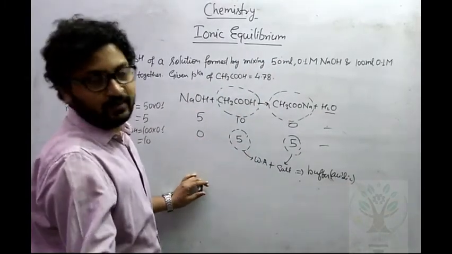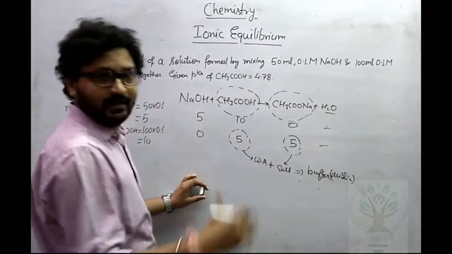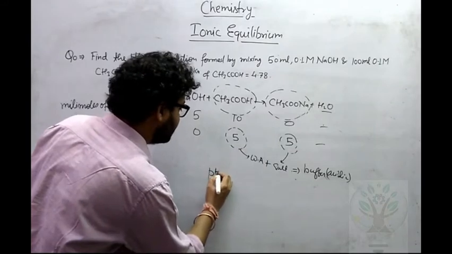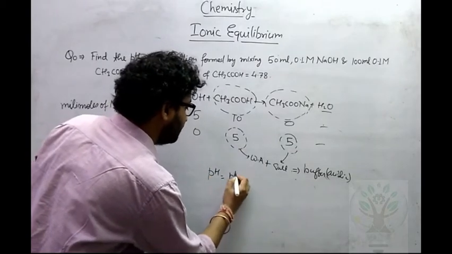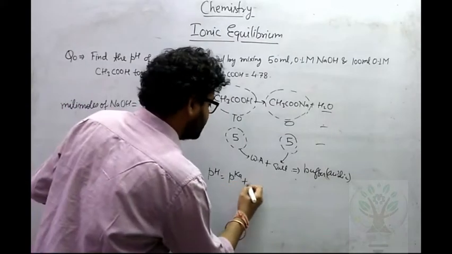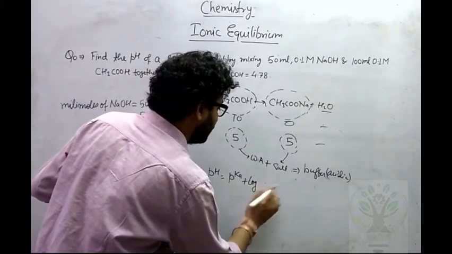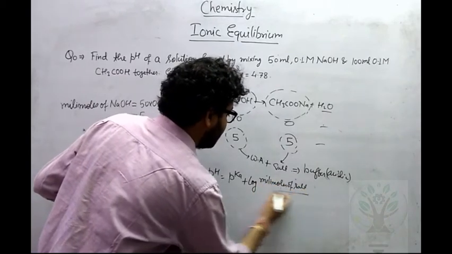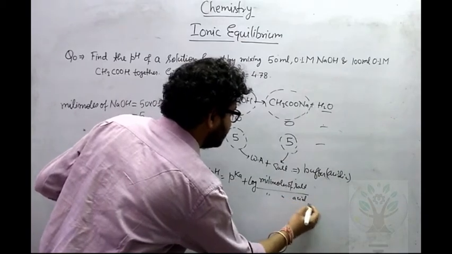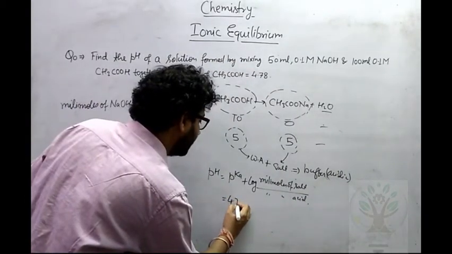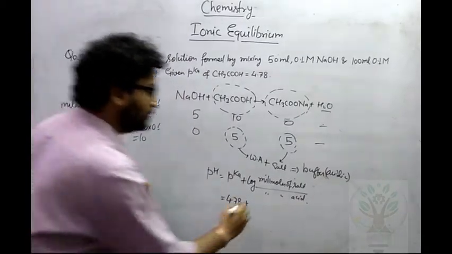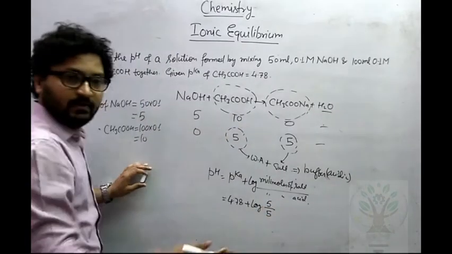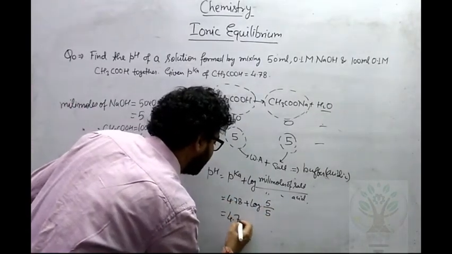Now, when you have found out what you are actually getting, what will we do? We will simply apply the formula for pH. So what is the formula for pH? pH is equal to pKa, acidic buffer, plus log millimoles of salt upon millimoles of acid. Now how much will I get? 4.78 plus log of how many millimoles of salt do I have? 5. How many millimoles of acid do I have? 5. The 5 got cancelled out.